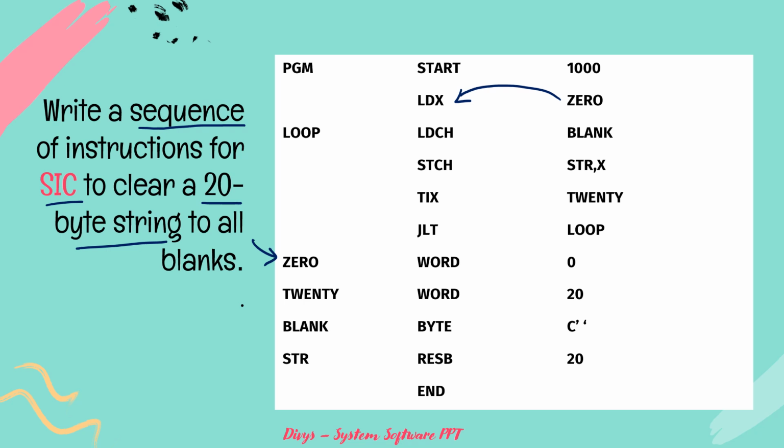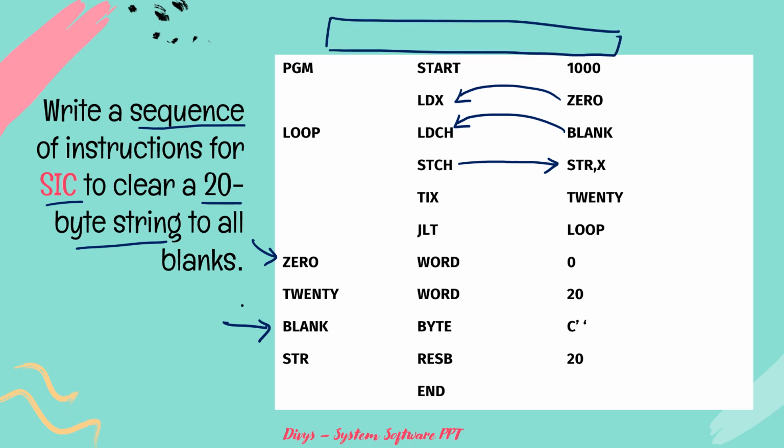Then we are loading the character blank into the accumulator. We are defining blank to be that space and we are storing that in the str, that is the first location of str, that will be the 0th location. So assume this is str, so in the 0th location we have copied that blank.